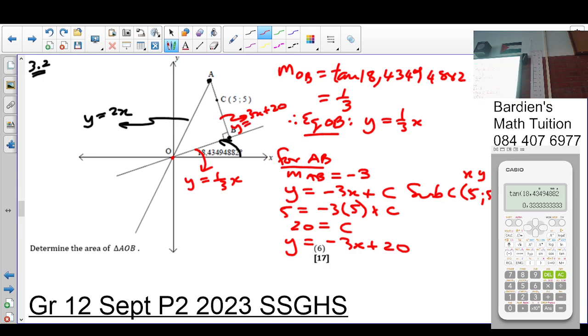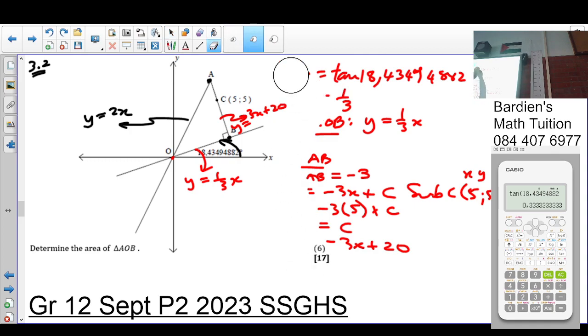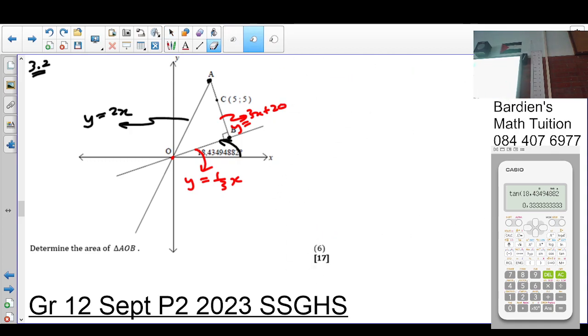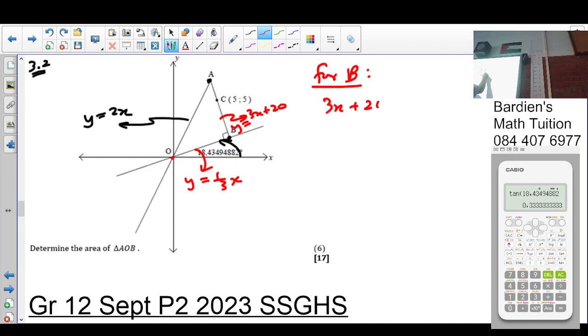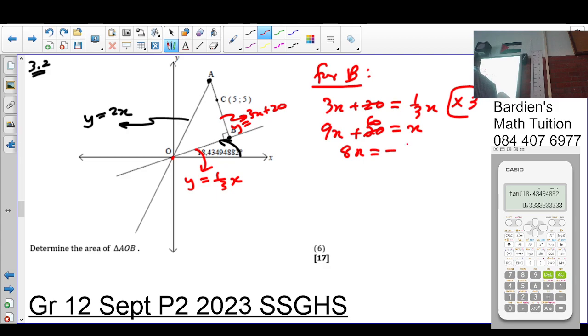Okay. So with that, I can now calculate the coordinates of B, which is the point of intersection between lines AB and OB. I'm just writing this so that you guys can follow. So it's going to be 3x plus 20 is equal to a third x. So I multiplied by 3 to get rid of the fraction. So it's 9x plus 20 equals x. So 8x is equal to, now 20 times 3 is 60. Take it over, it becomes negative.